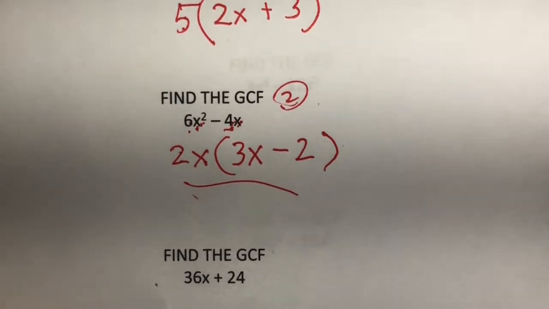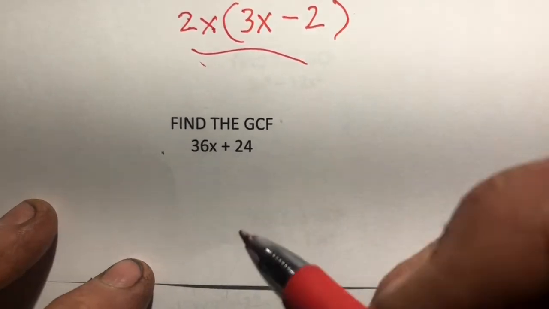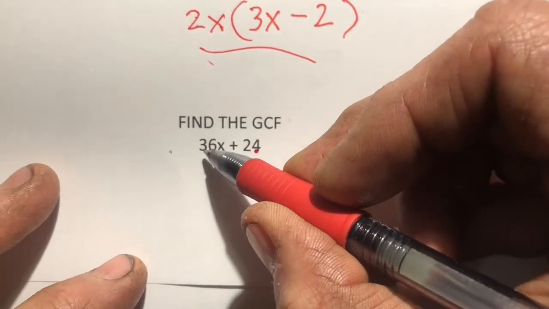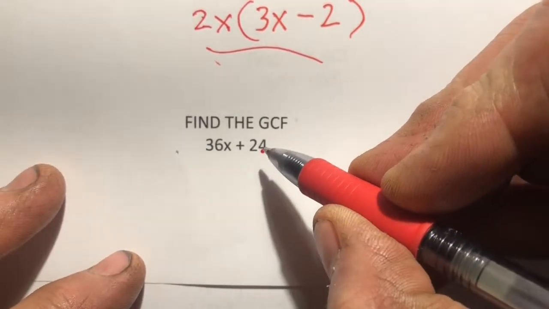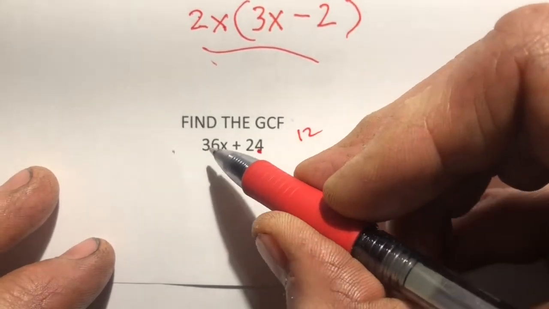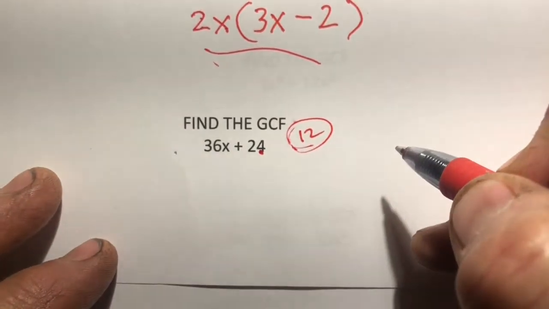Okay. Here's another one. 36 and 24. Well, 24 is the smallest, so I see if 24 goes into 36. Well, it doesn't. So I pick something less than 24 that goes into 24, like 12. 12 goes into 36. So there you go. There's my GCF number right there, 12.